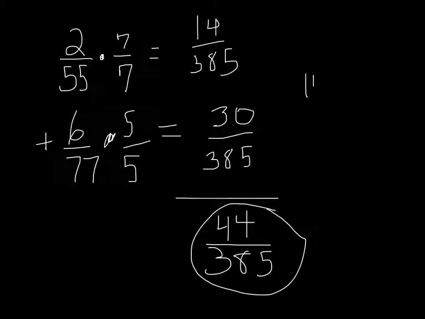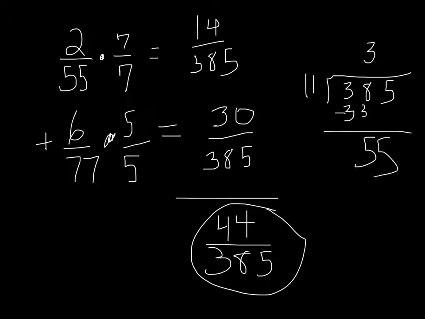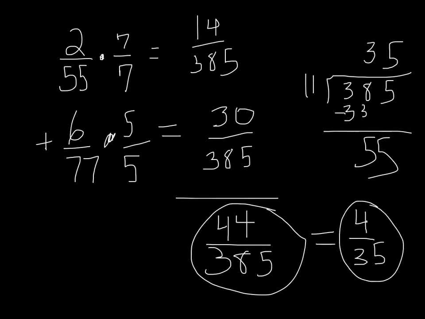Well, actually, let me double check that 11 doesn't go. Oh, 11 does go into 385, actually, because it's 7 times 11 times 5. So it's probably going to go into it 35 times. So that's a tricky one. You see that I almost didn't check, and that's probably where you would go wrong here. So divide them both by 11 and you'd get 4 over 35.